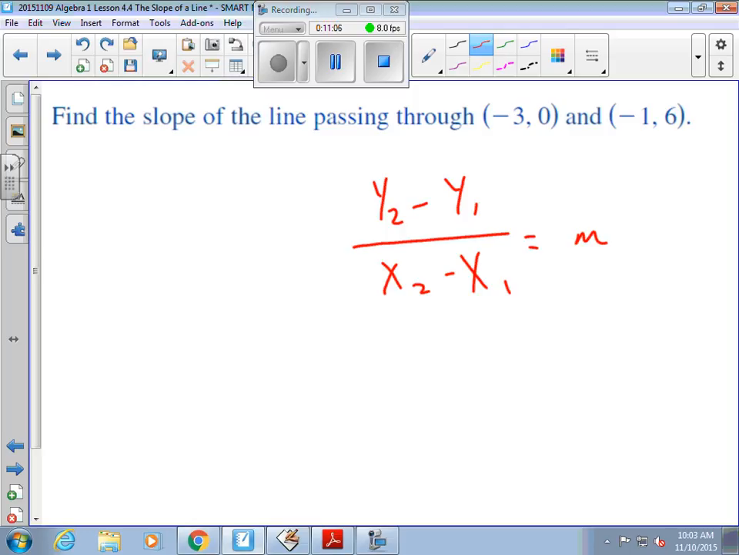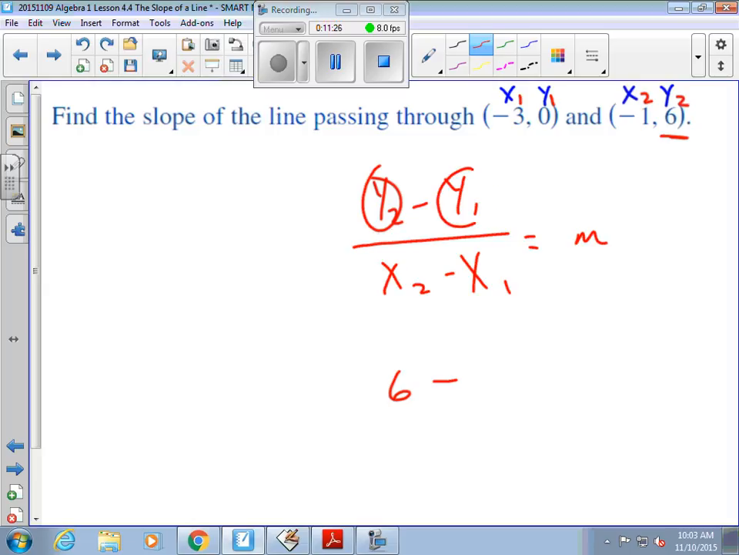First thing you want to do is label everything. X, Y, X, Y. Point 1, point 2. Now you just plug them in where they belong. The first one calls for y sub 2. That's this one. 6. Minus, it's minus already. You don't even need the number to know it's minus.